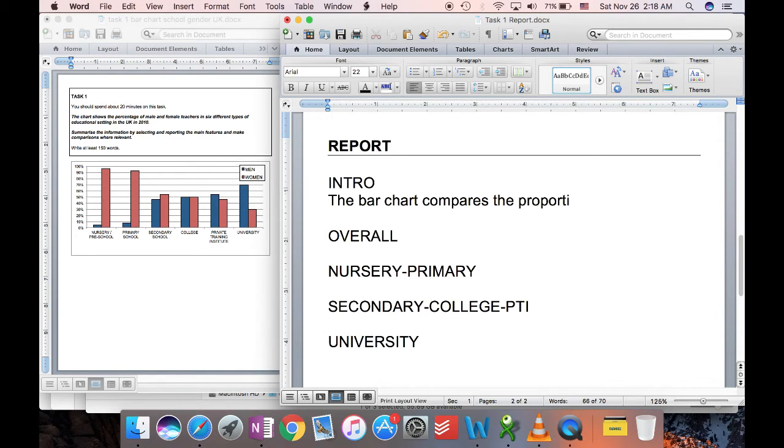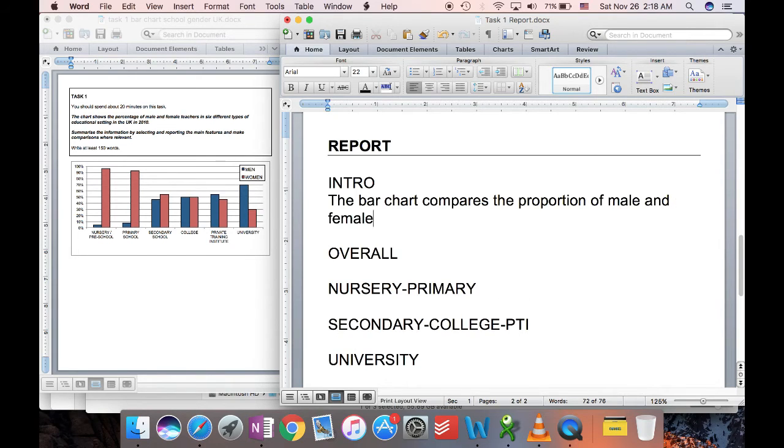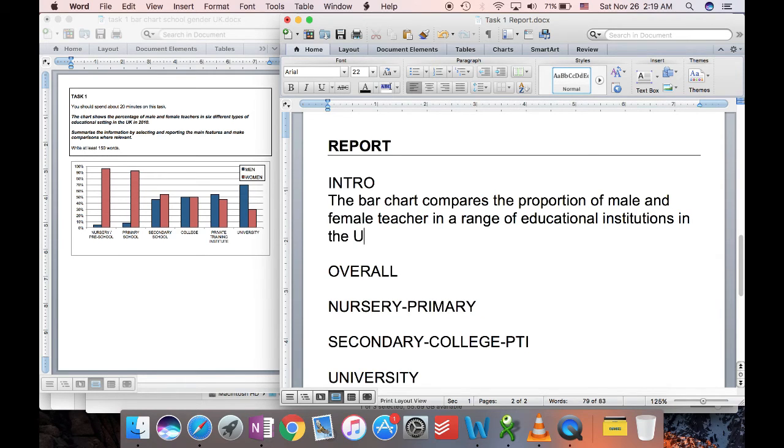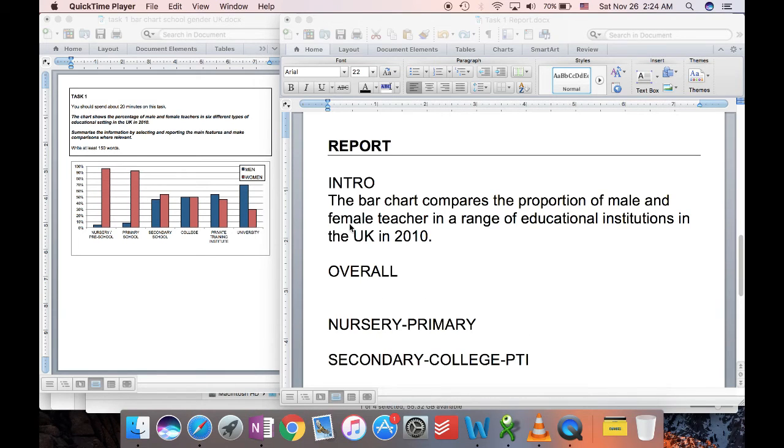the proportion of male and female. So this time I'm not using men and women as in the task question, but male and female. I'll stick with teachers. You don't need to paraphrase everything. I could say in 6 different types of educational setting, but you need to paraphrase in a range of educational institutions in the UK in 2010. And there we've paraphrased. That's done. Introduction's done.